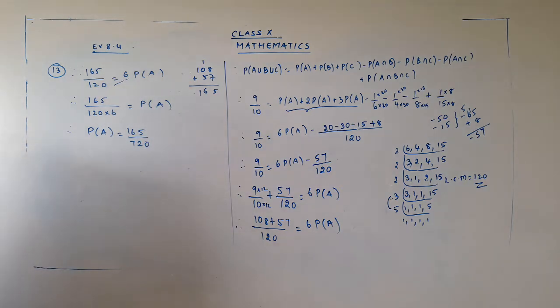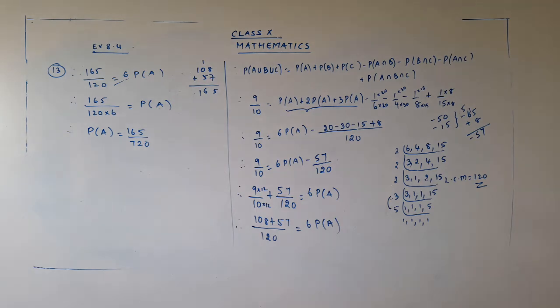165 upon 720. I get probability of A as 165 upon 720.